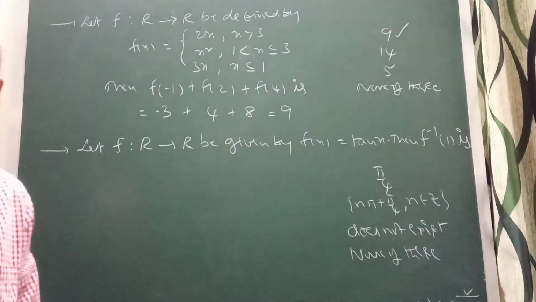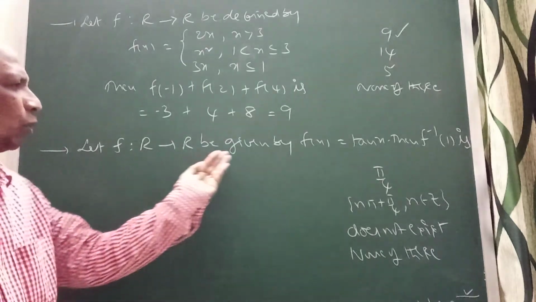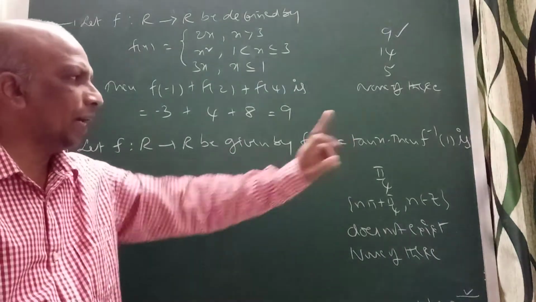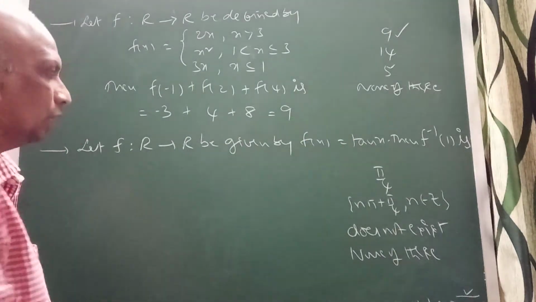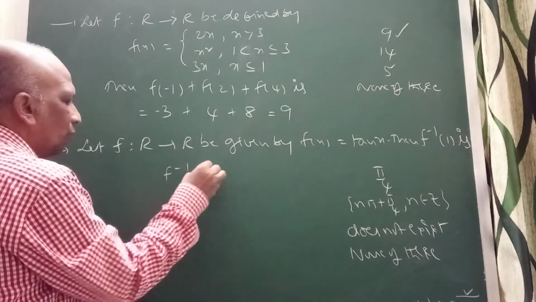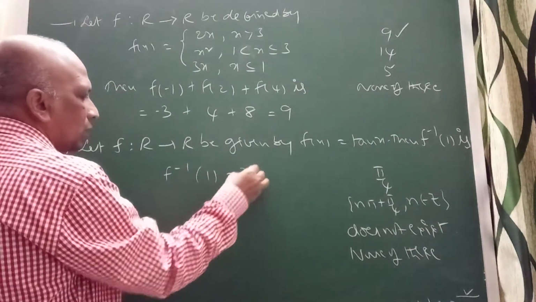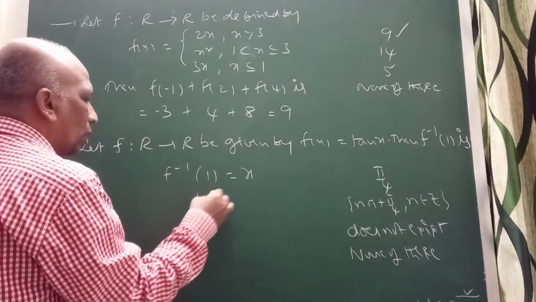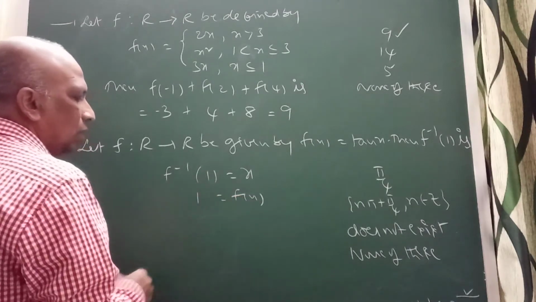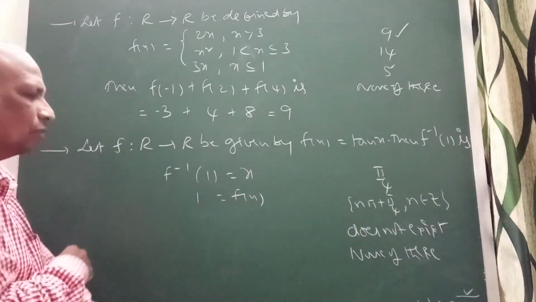Answer is 9. Now coming to this, f from R to R is given by f of x = tan x, then f inverse of 1. They are asking f inverse of 1. Let f inverse of 1 be equal to x. So what do you write here? 1 is equal to f of x, correct.